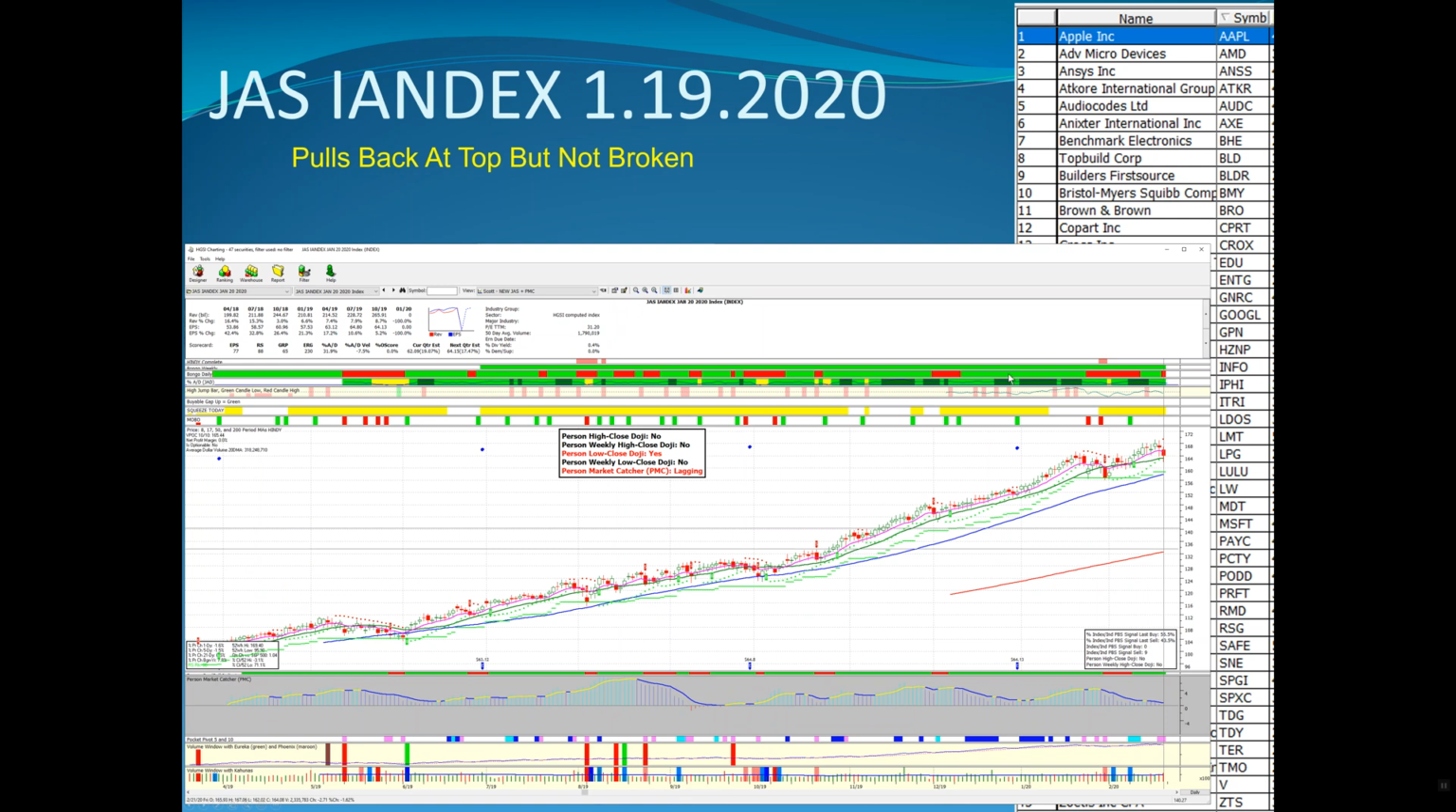Let's broaden it to my index of January 19th, which is broad spectrum. Many of these stocks have blown up already, but look at what happens here. The index started to go a little bit more sideways than up. It's in a squeeze, and it's still above the 17-day moving average. So a pullback at the top, but I would not by any means say that it's broken.